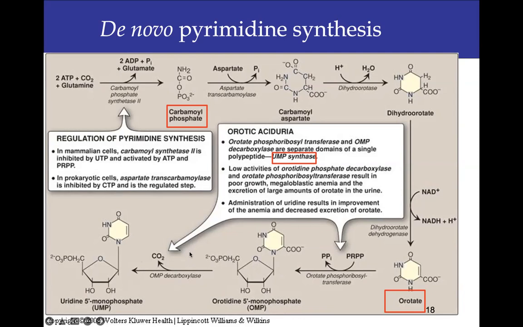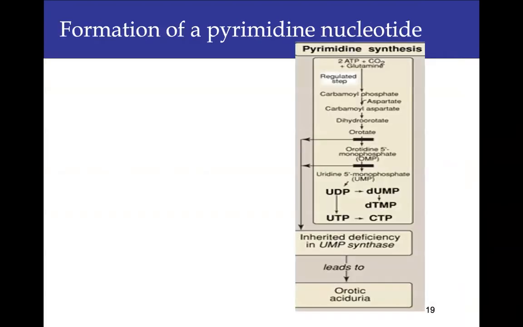I think the next slide. Yeah, okay. All right, so a deficiency in either one of these can lead to orotic aciduria. What happens is orotic acid accumulates in the blood, and also it will be present in the urine. So you have both orotic acidemia and orotic aciduria. Okay, we'll cover that in more detail in a few slides.